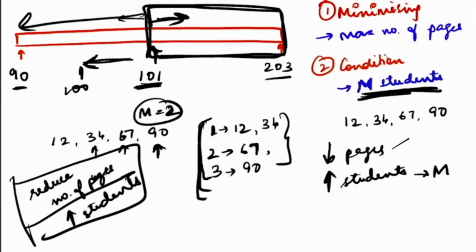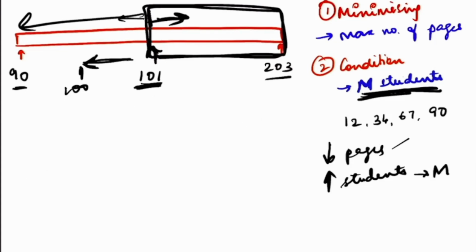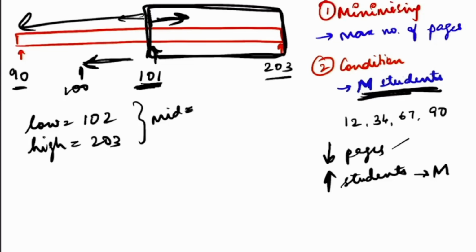Let's take one more iteration to understand this. Now our lower value has become more than 101, since we know that for 101 it is not possible. So we move our lower value to 101 plus 1, which is 102, and our higher value, the maximum, stays at 203. So the mid value will be 102 plus 203 divided by 2, which is 152.